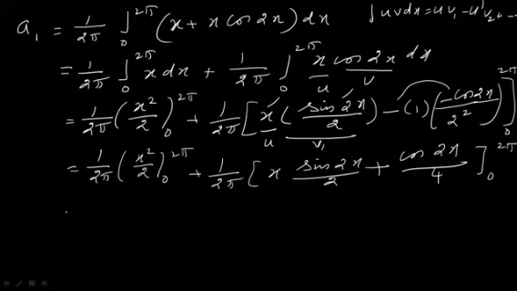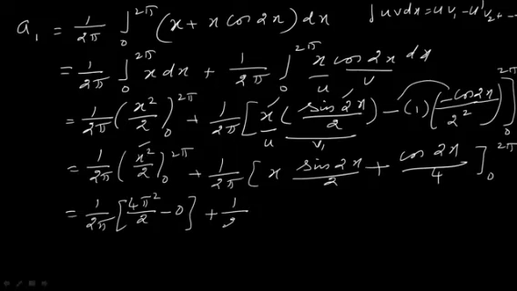Let me substitute both upper limit and lower limit. So in the first term, if you substitute upper limit 2 pi, what happened? 2 pi the whole square is nothing but 4 pi square divided by 2, minus coming to the lower limit 0 square by 2, that is 0 itself. Okay, plus 1 by 2 pi of, when you substituting the upper limit, what happens? So first let me mark the positions of x. So at these three positions we have x.